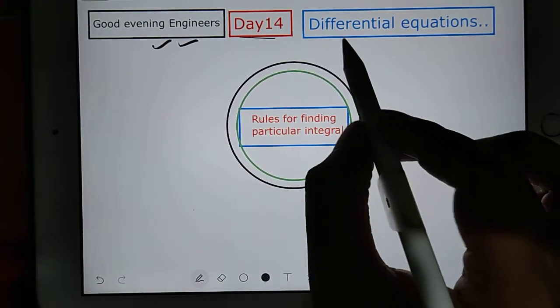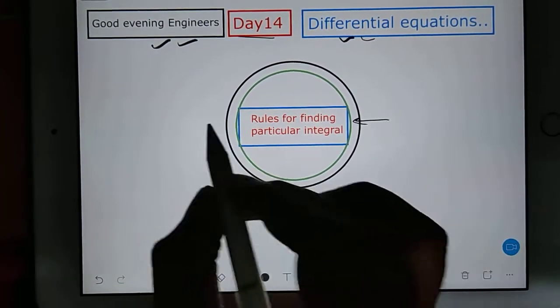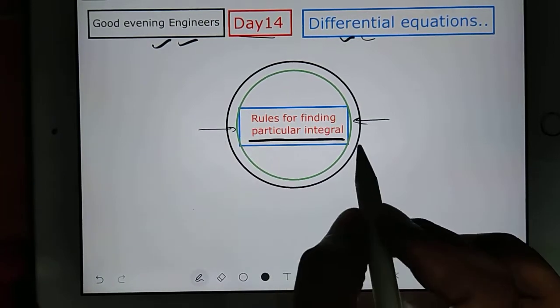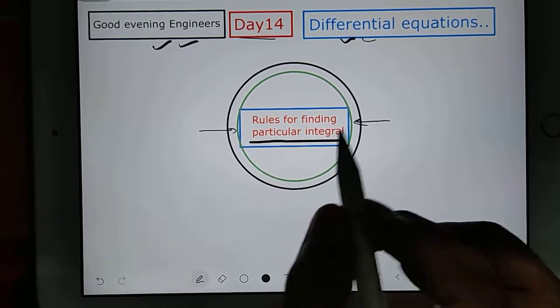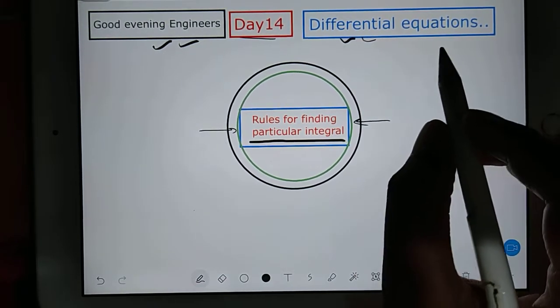Day 14, differential equation. We are going to continue. So we'll start with rules for finding particular integral. This is a very important topic. Already I have discussed in which case we used to find out particular integral.